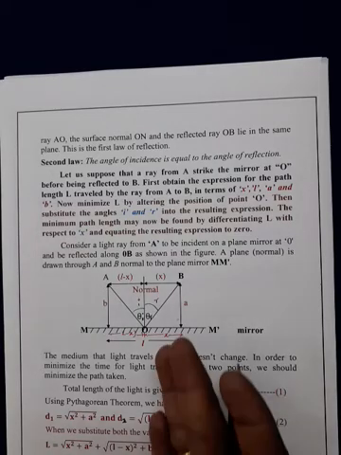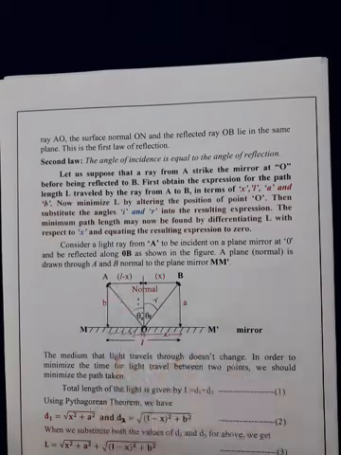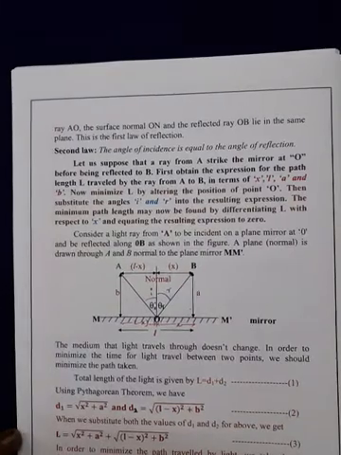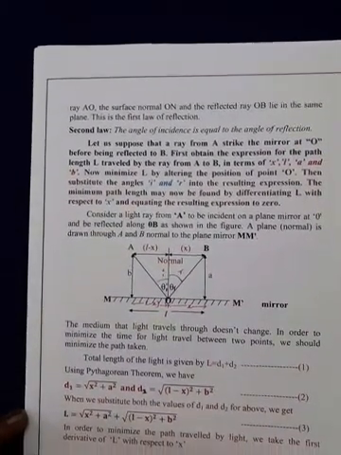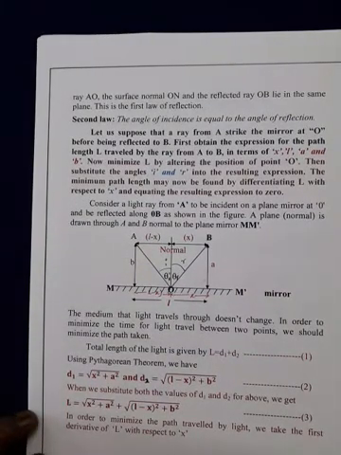Or I can take it in the reverse order. The light is coming from this and going through this. Now the medium that light travels through does not change. In order to minimize the time for the light travel between two points, we should minimize the path taken.